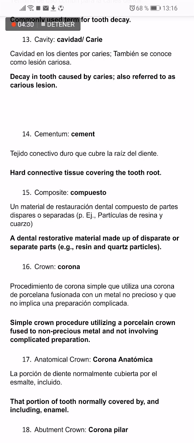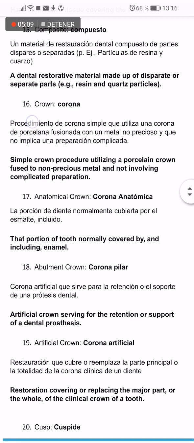Crown, corona. Simple crown procedure utilizing a porcelain crown fused to non-precious metal and not involving complicated preparation.